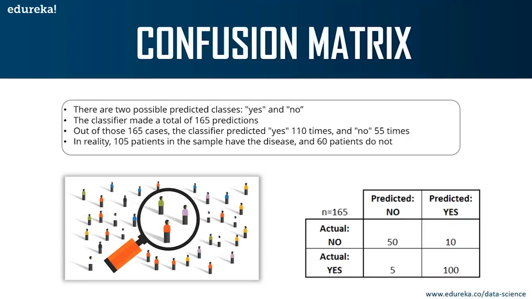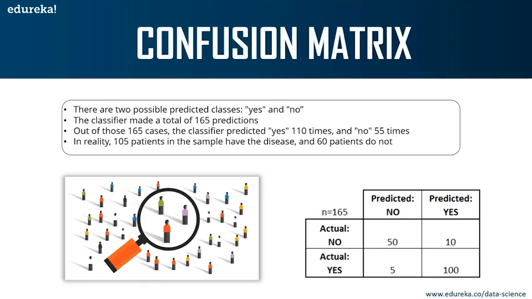You basically build the confusion matrix. This is how the matrix looks. N denotes the total number of observations that you have, which is 165 in our case. Actual denotes the actual values in the data set, and predicted denotes the values predicted by the classifier. So the actual value is no here and the predicted value is no here. So your classifier was correctly able to classify 50 cases as no.